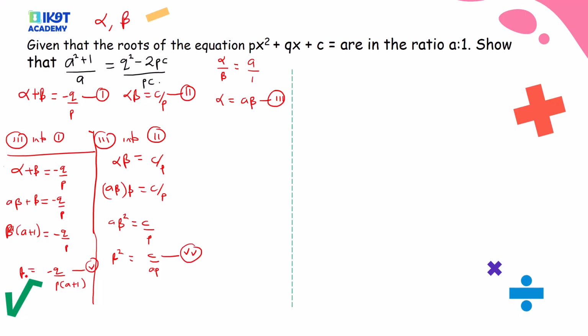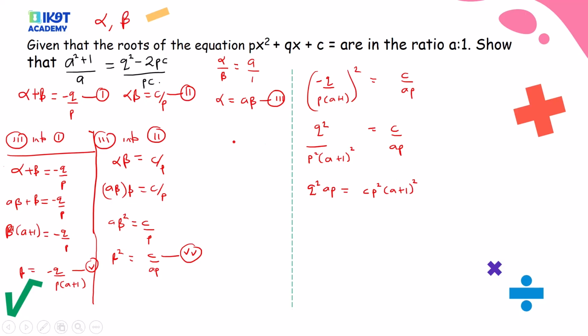Then now we can say, substituting beta, we shall say negative q out of p, (a plus 1), we square this is equal to c out of ap. So what do we have? q squared out of p squared, this is (a plus 1) squared, is equal to c out of ap. So here we cross multiply. So what will you have? q squared ap is equal to c p squared (a plus 1) squared.